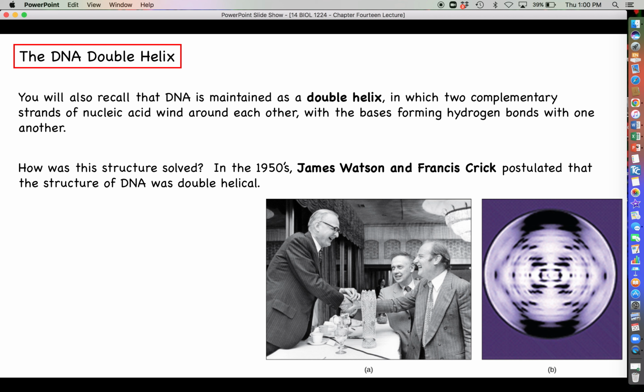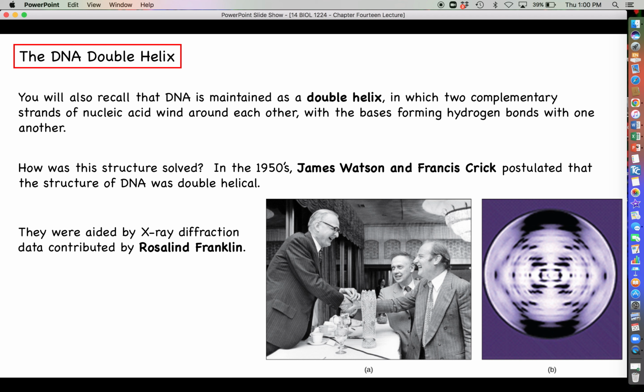So how was the structure of DNA solved? If we take ourselves back to the 1950s, these three gentlemen here, James Watson, Francis Crick, and Maurice Wilkins, basically did some of the seminal work to show that DNA was indeed double helical. But we cannot, of course, forget the contributions of one Rosalind Franklin.